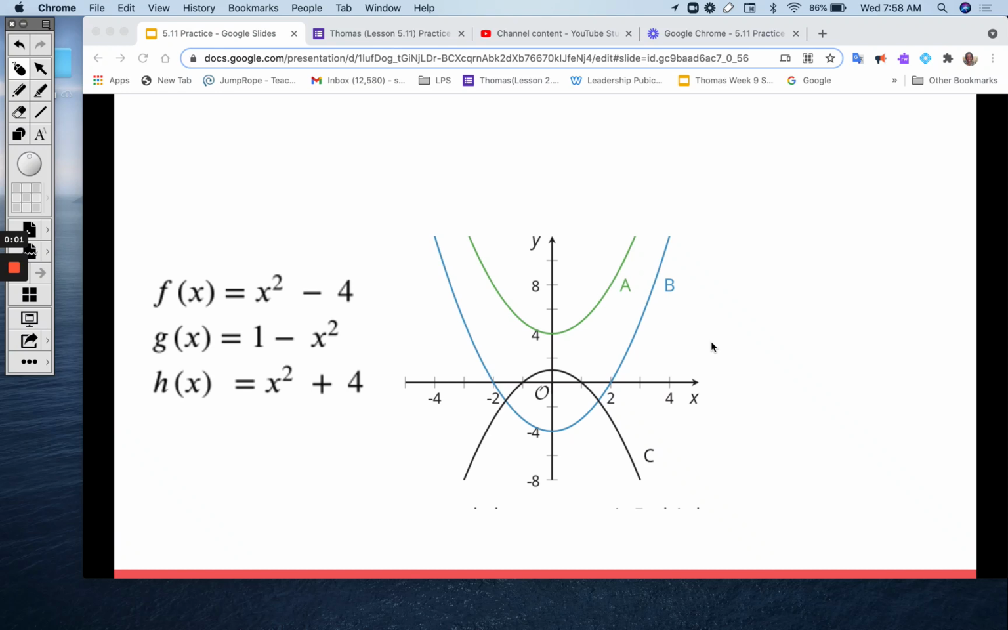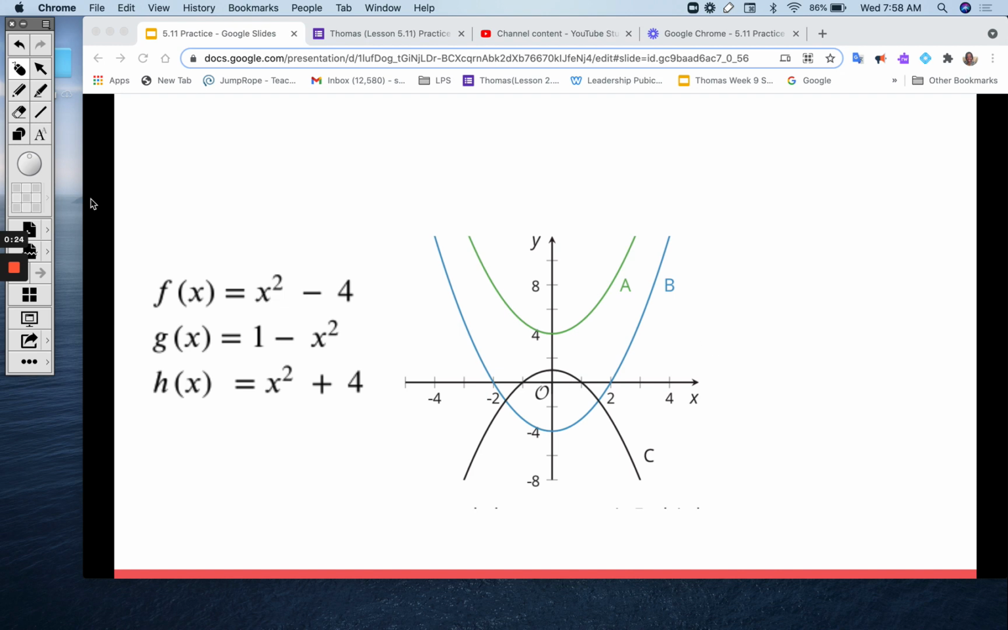Right, so this question is asking us to find the graph that represents each of the functions, and then also say which part of the equation in the standard form tells us whether the graph is opening upwards or downwards, and which part of the equation tells you where the y-intercept is.